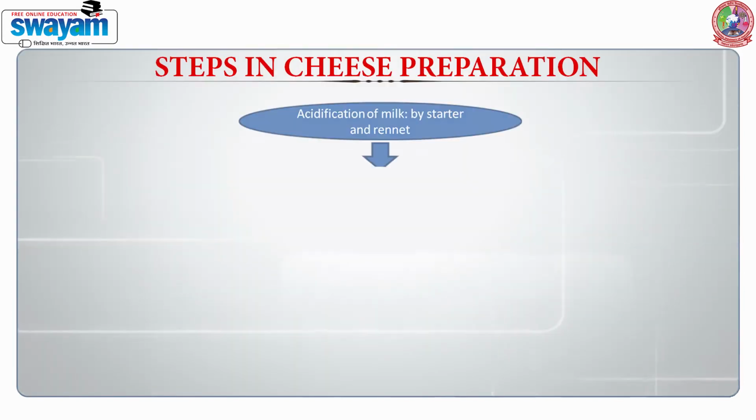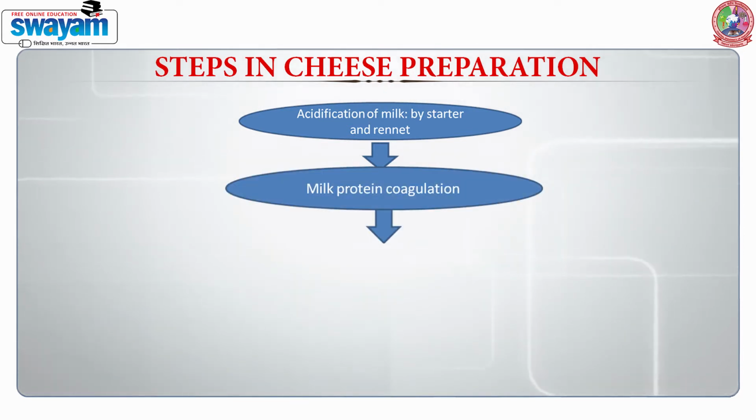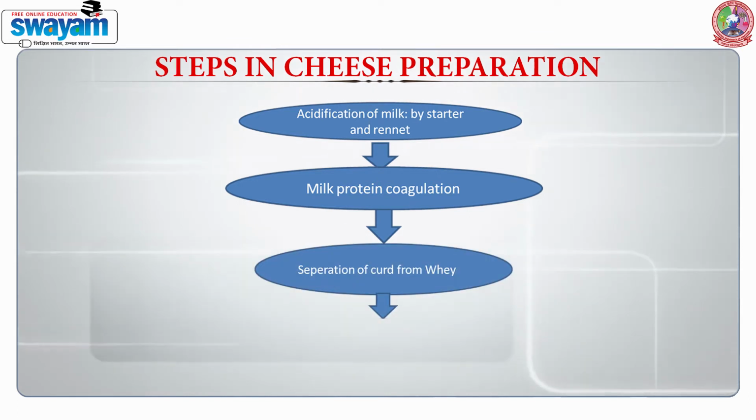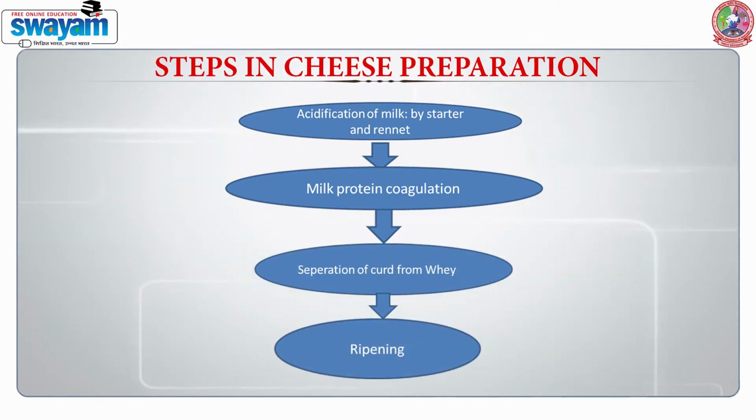Now, let us see what are the steps in the production of some of the fermented products using the starter cultures. So, the steps required for the cheese preparation are: first, acidification of the milk by the starter and the rennet; second, milk protein coagulation, followed by separation of curd from the whey, and then ripening of the cheese takes place.